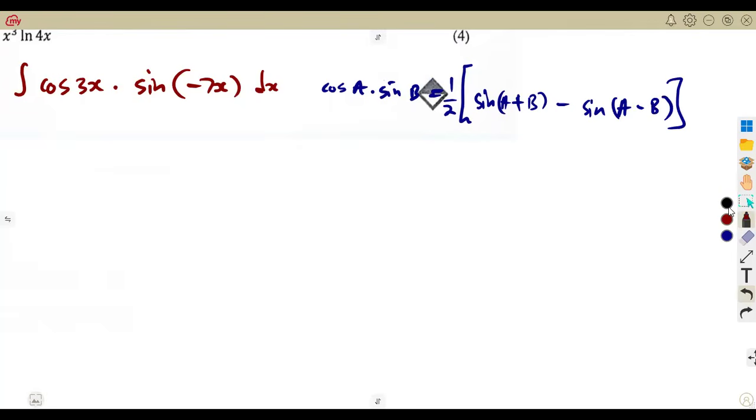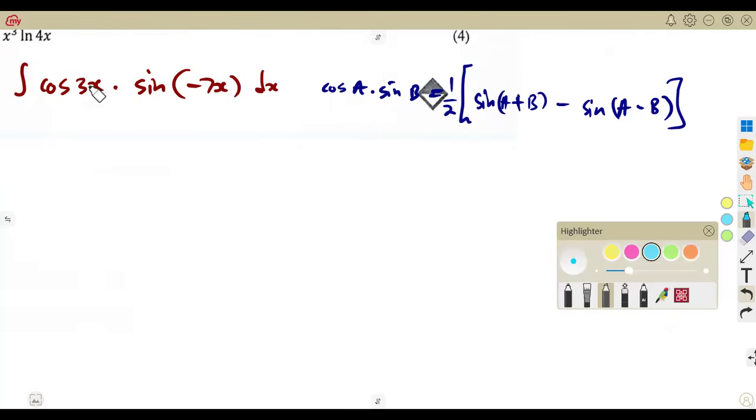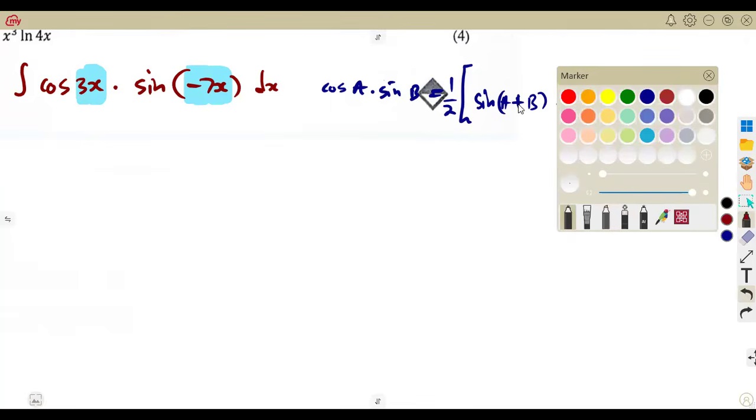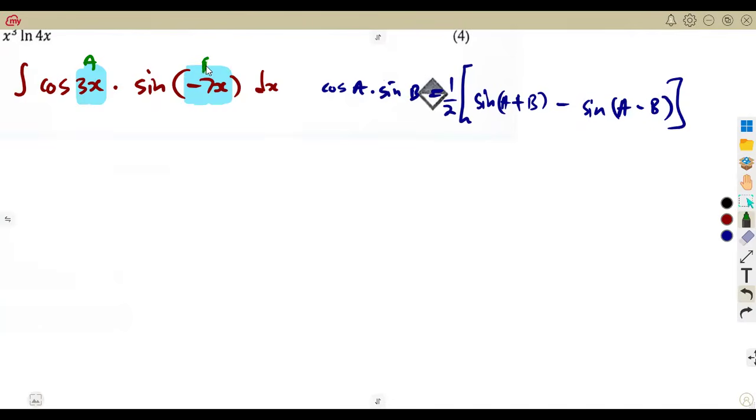So taking this first term to be our A, and this to be our B. Those are the ones you are referring to as your A and B in this case. So this is our A, this is our B. So if you were to simplify cos of 3x times sine of minus 7x, what are we going to have? It is going to be half of what?